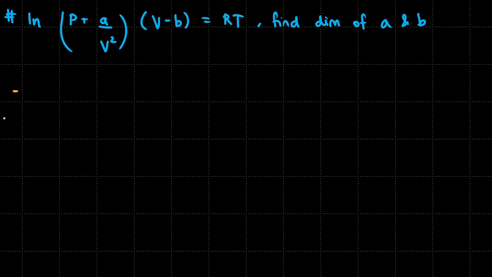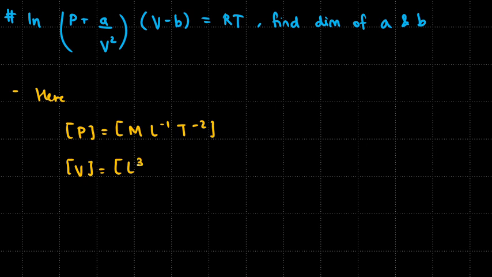So let's write the dimension of everything. The dimension of P, which is pressure, is force upon area, so it will be M L^-1 T^-2. Similarly, the dimension of volume is L cubed. Now we don't need the dimensions of R and T. The dimension of R was very complex if you remember the previous video, and the dimension of T is just K, but we are not going to use these since we can do it just from here. So I'm only going to write two of these.